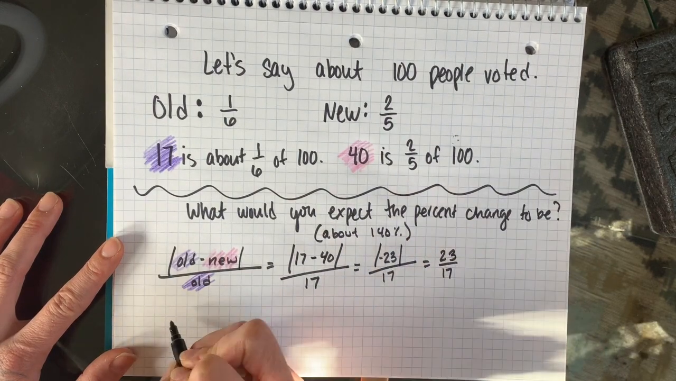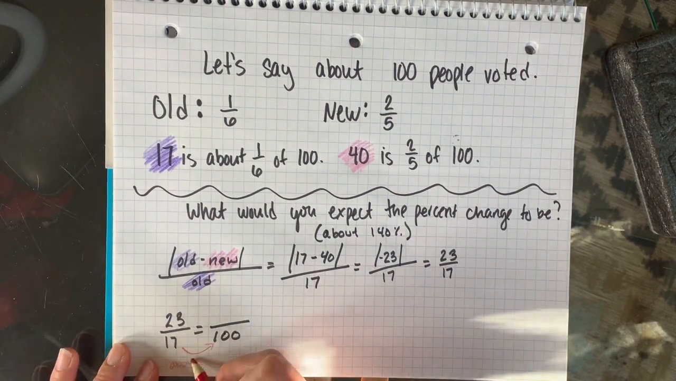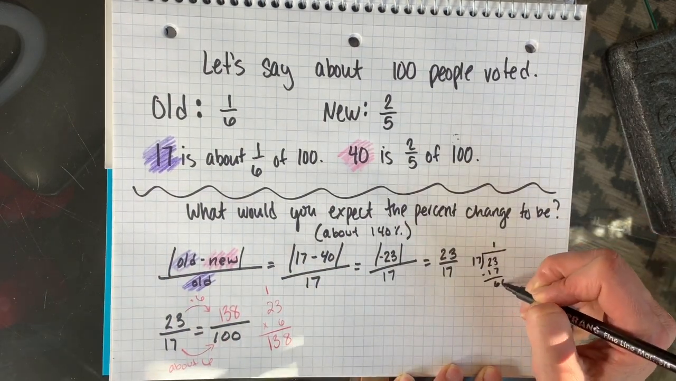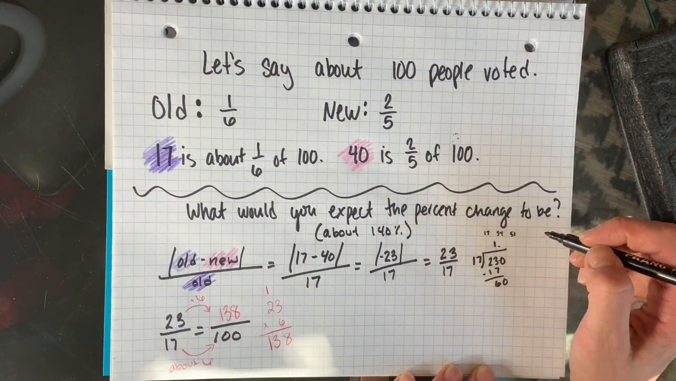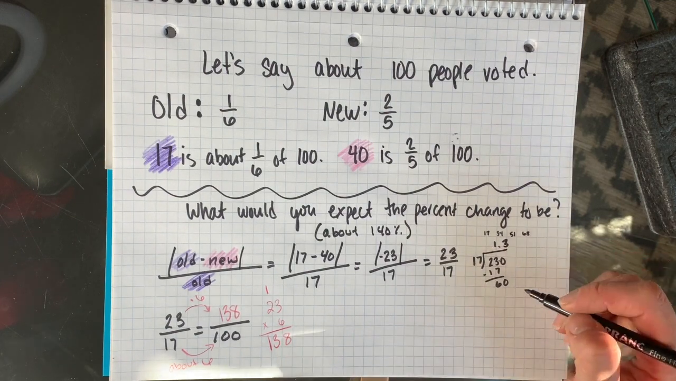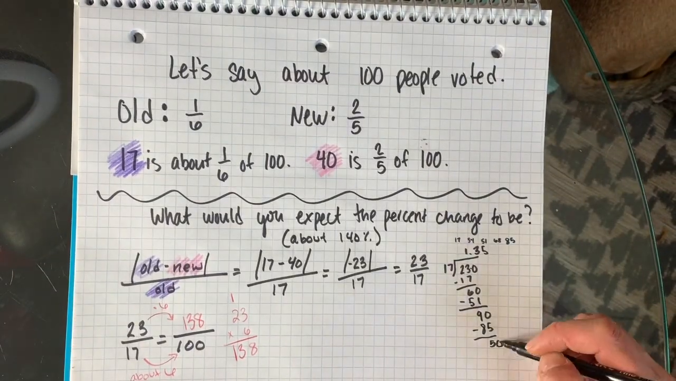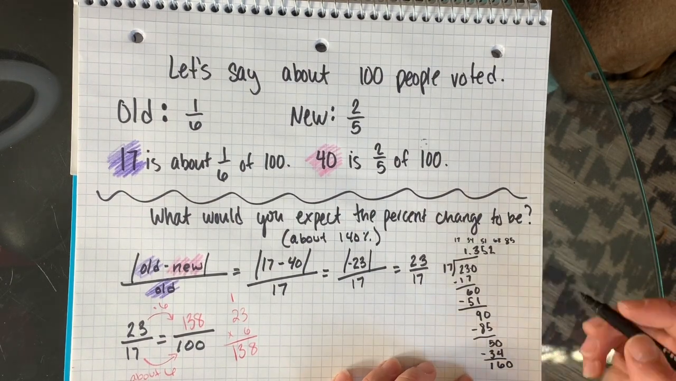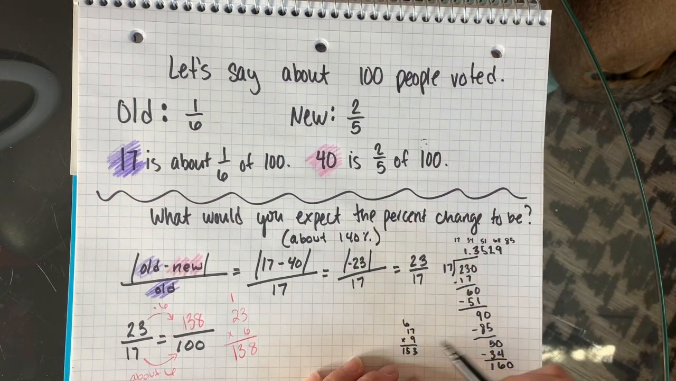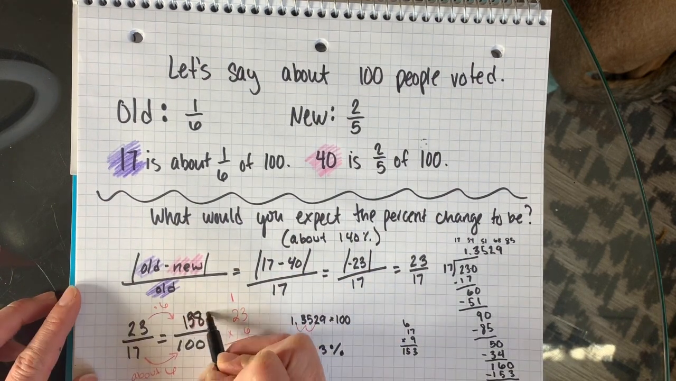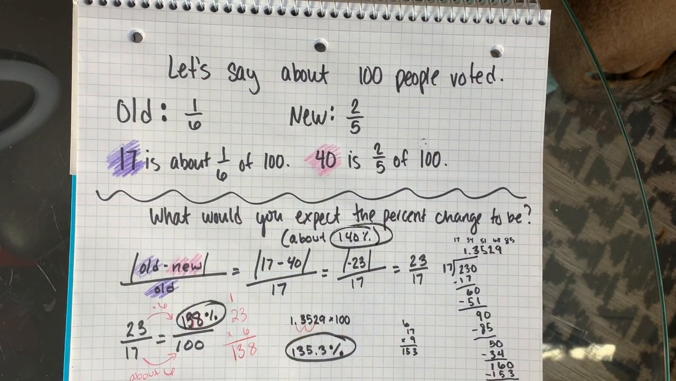The difference between 17 and 40 is 23. Divide that by 17, the old amount, and convert it to a decimal. Using long division, you can see we have a decimal approximately equal to 1 and 3,529 10,000ths. Let's multiply that by 100 to get a percent. We get 135.3%, which is approximately equal to 140%, which is what we expected.